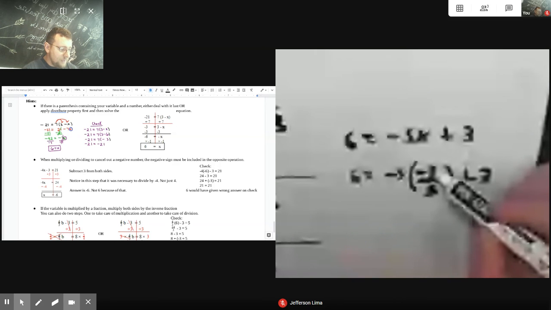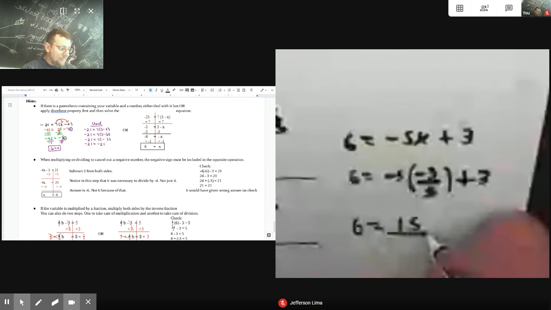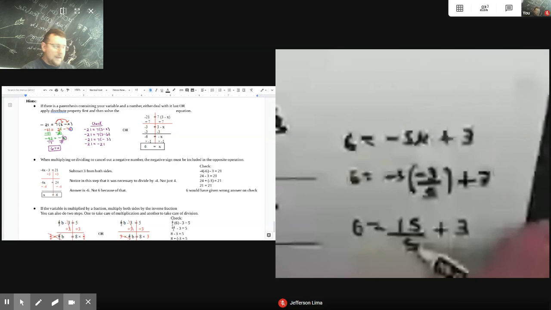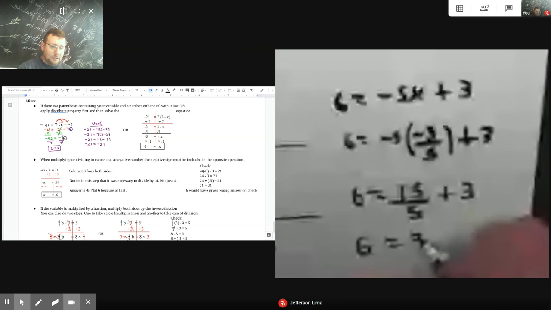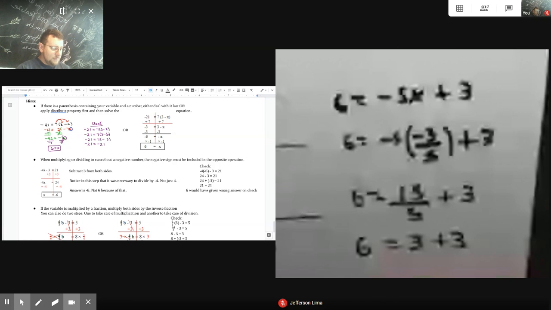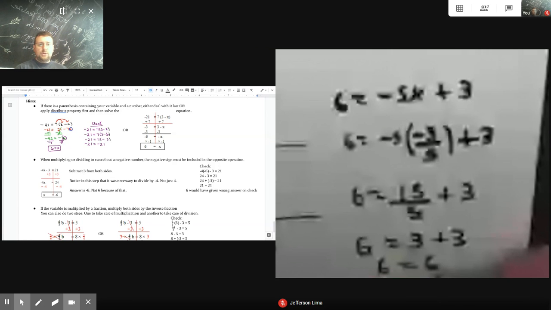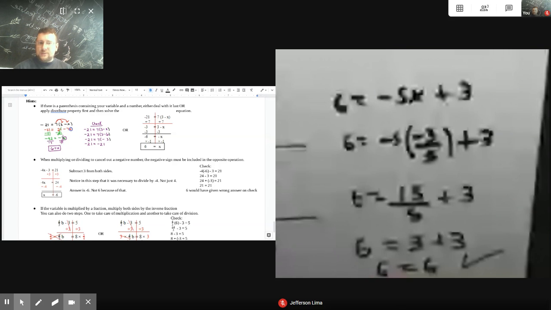So we're going to copy down the rest. I did that multiplication first. 15 divided by 5 plus 3. 15 divided by 5 is 3. So 6 equals 3 plus 3. And yes, 3 plus 3 equals 6. So we did that right. It's solved. So don't be scared if you see a negative. Just include the negative when you multiply both sides by it or divide both sides by it.